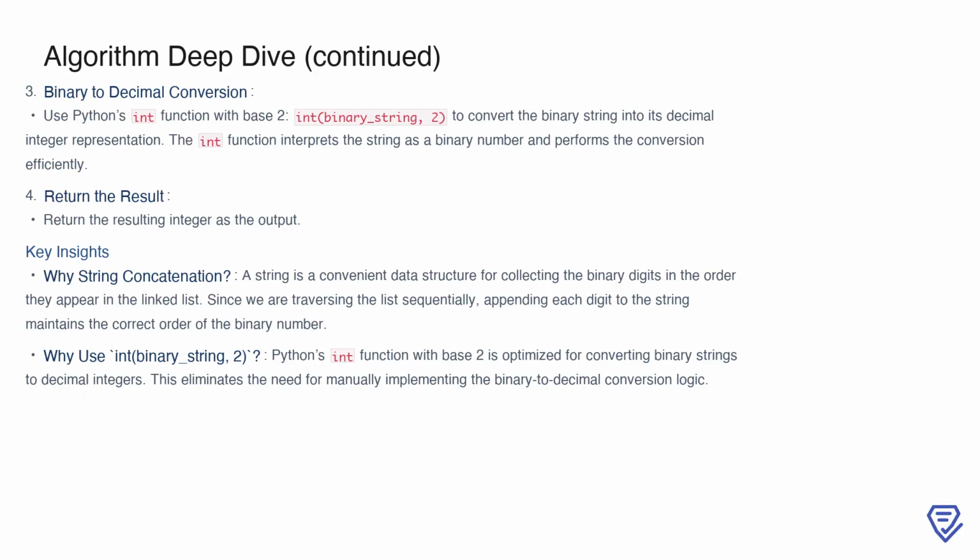Using a string for collecting the binary digits is convenient because it preserves the order of digits as we traverse the linked list. Additionally, leveraging Python's optimized int function eliminates the need to manually implement the binary to decimal conversion logic, saving us time and effort.